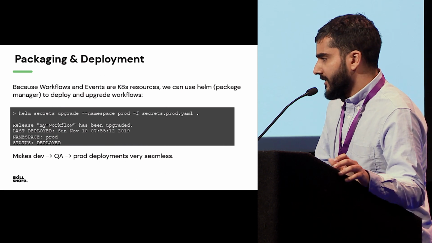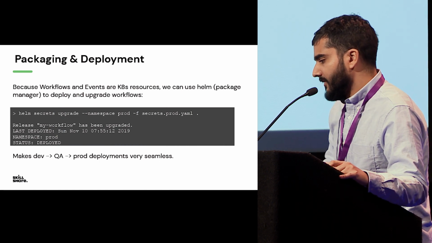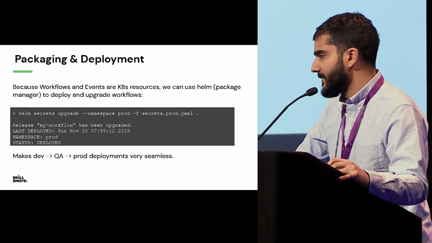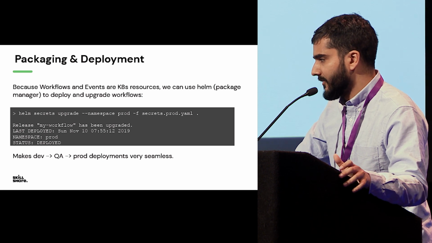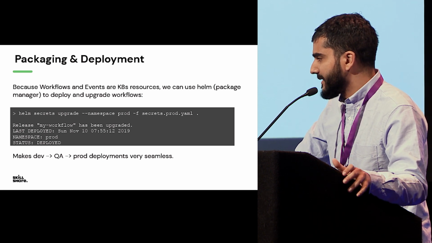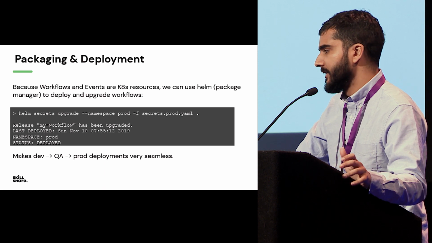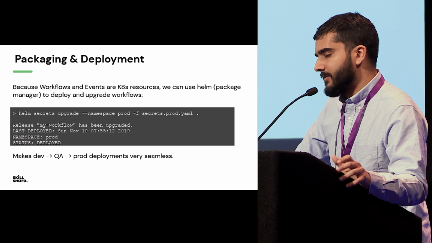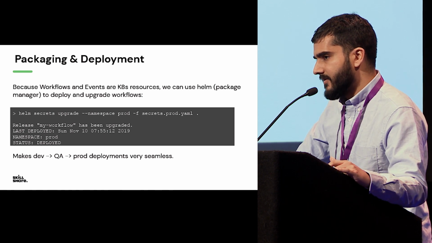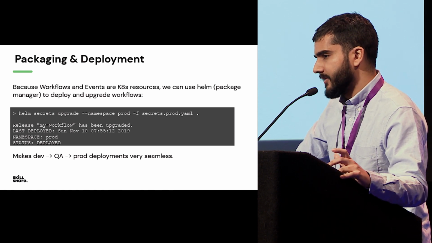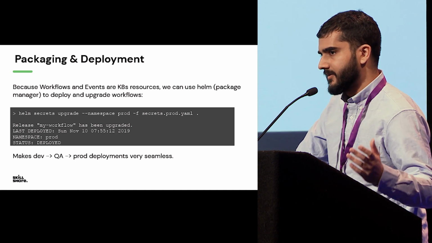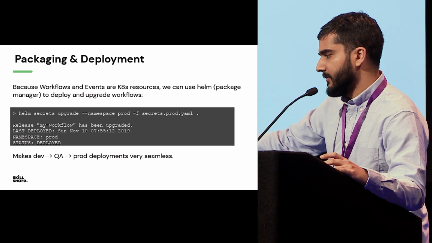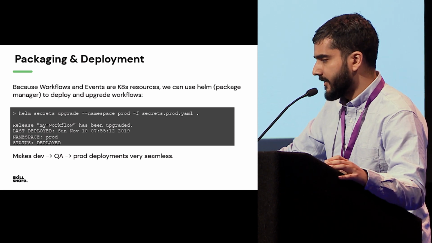So one thing I wanted to touch on is packaging and deployment. That was one of the things we wanted in terms of operability. Because workflows and events are Kubernetes resources, we can just use Helm to deploy and upgrade workflows, which is really nice. For every workflow that we have, we package an individual package. The source again is just YAML files in GitHub, and in that same repository we can also define it as a Helm package.